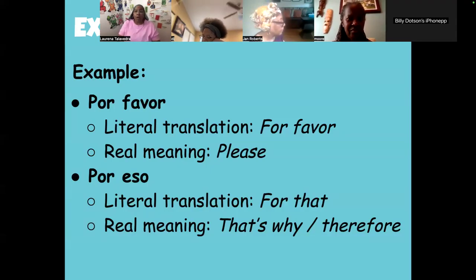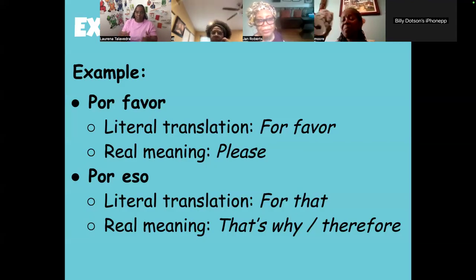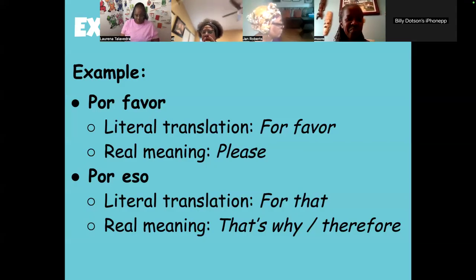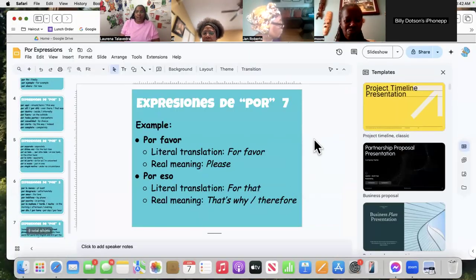Speaking of that, guys, I told you that they don't speak in complete words all the time. So you will see the word porfa, and that will stand for por favor. They'll say porfa or porfis. That's just an FYI.